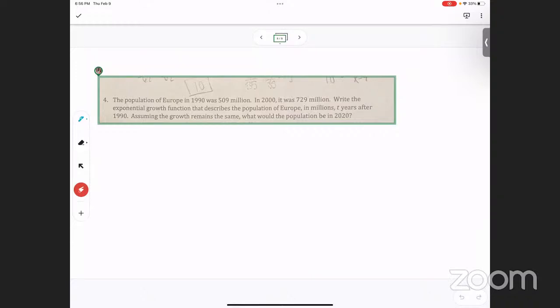The population of Europe in 1990 was that much. In 2000, it was that much. Write the exponential growth function. Okay, so this is one where this is a little tricky here. So your equation, I think, is this. Tell me if I'm wrong. Is that your equation? Something like that?